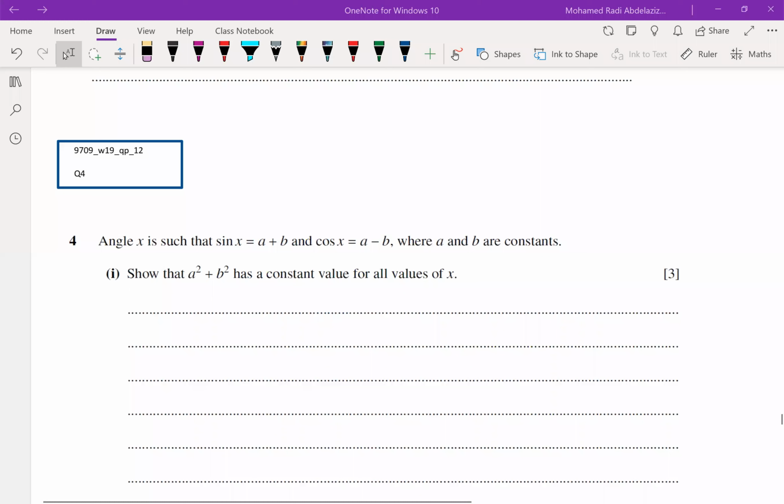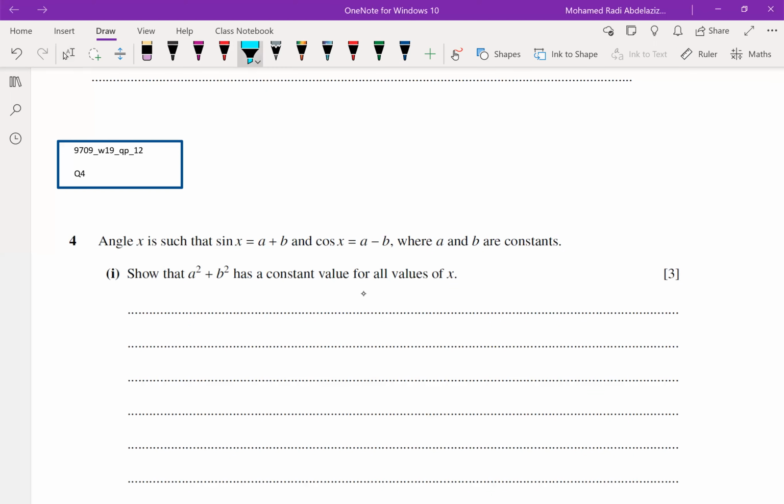Hello guys, a new tutorial about solving question number 4, winter 19 variant 2. By looking at question number 4, it's related with trigonometry. Angle x, given that sine x is equal to a plus b, cosine x is equal to a minus b, whereas a and b are constant. Show that a squared plus b squared has a constant value for all the values of x.